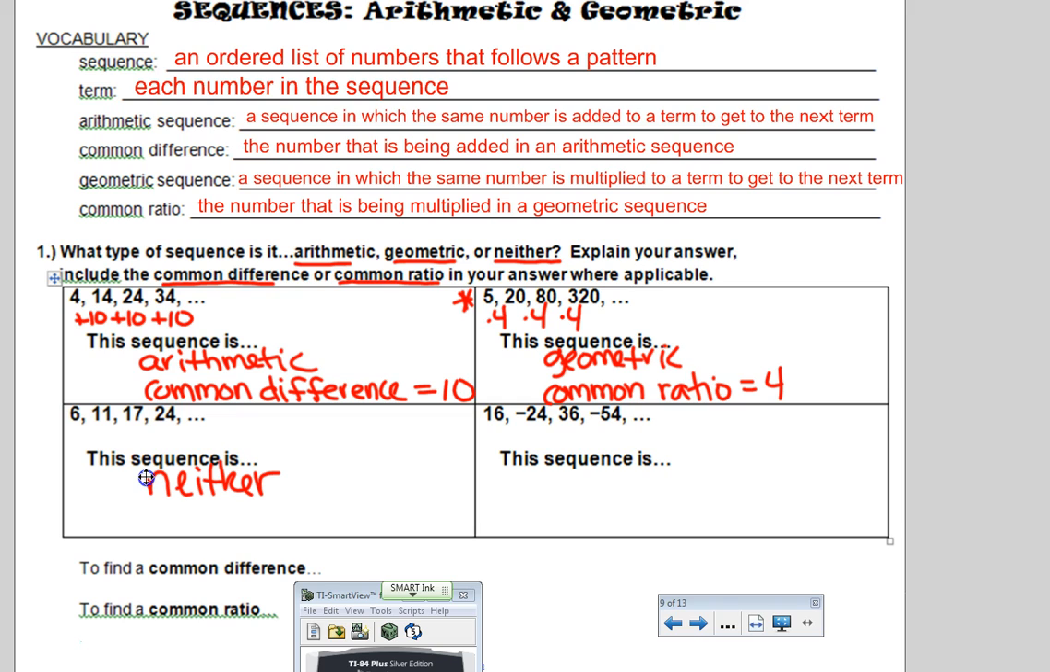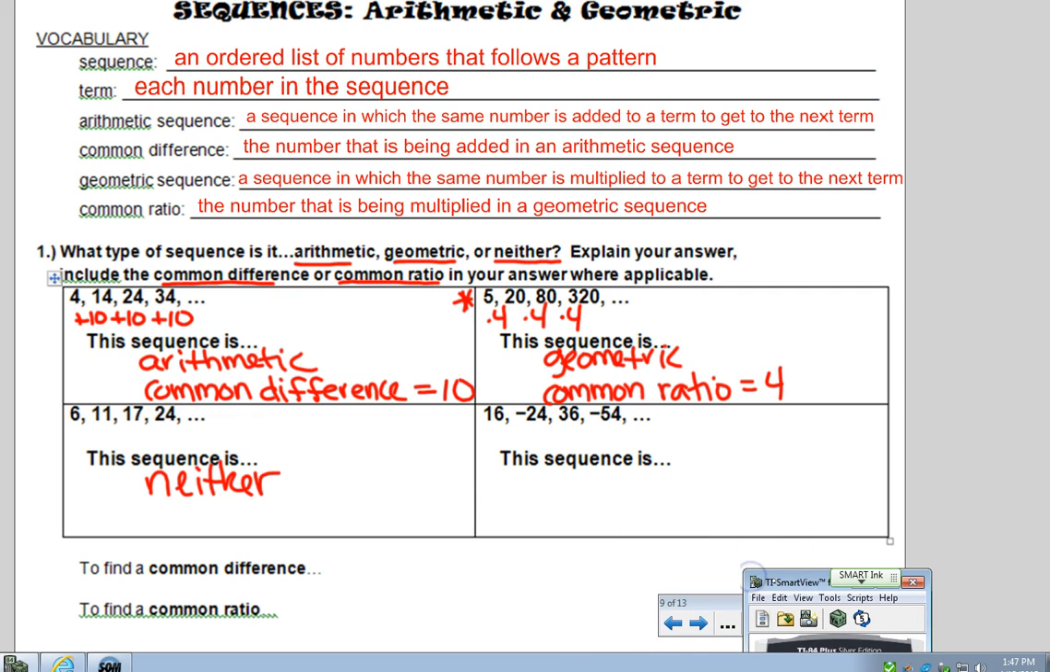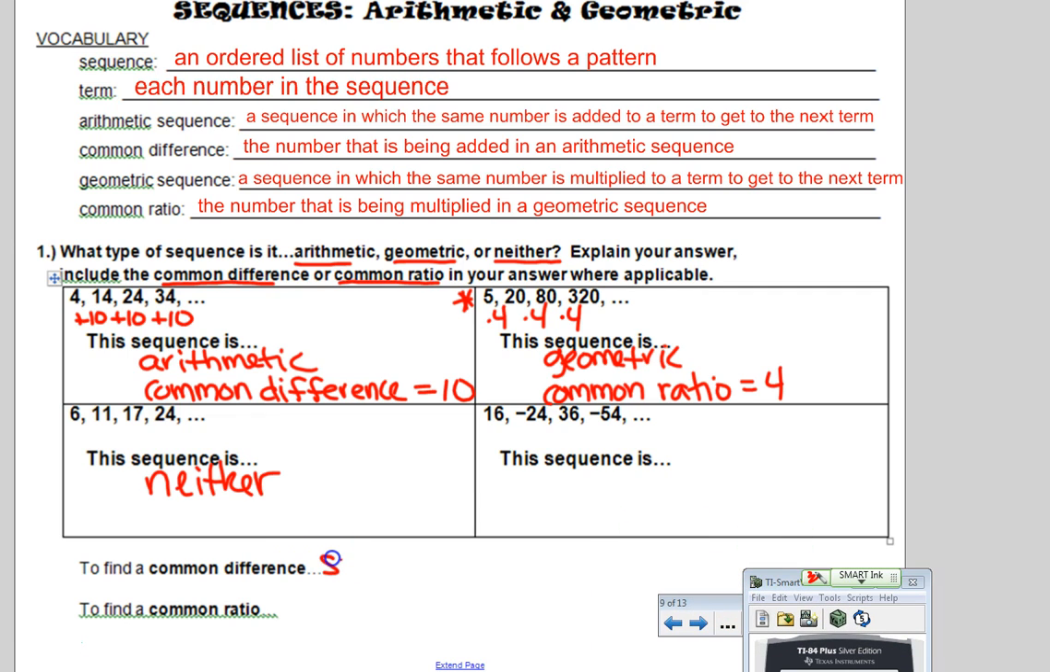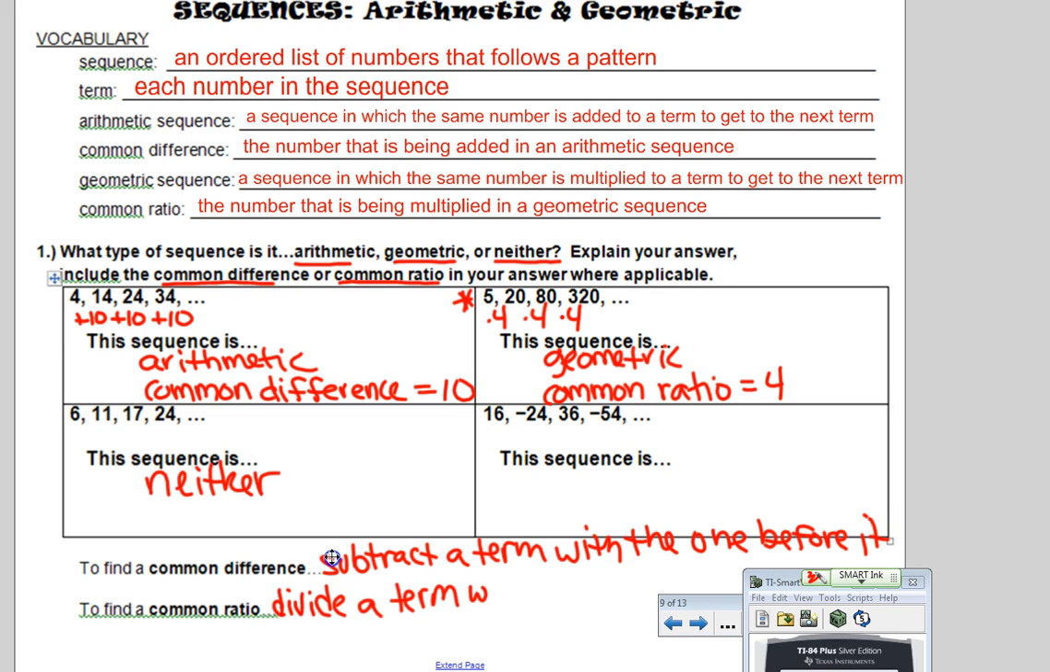Okay, so for the next one. Sometimes, like I said, they're not obvious. So if you ever want to find the common difference, you would subtract a term with the one before it. And if you want to find a common ratio, if it's not so obvious, you would divide a term with the term before it.